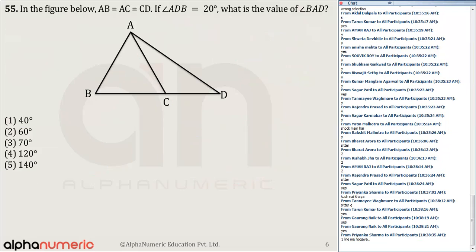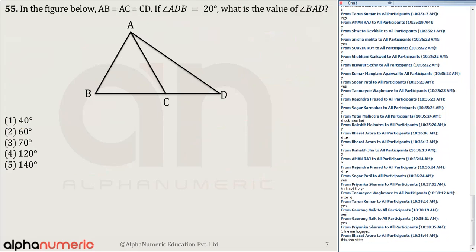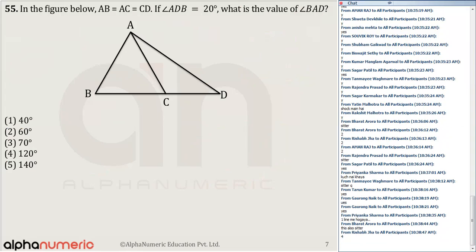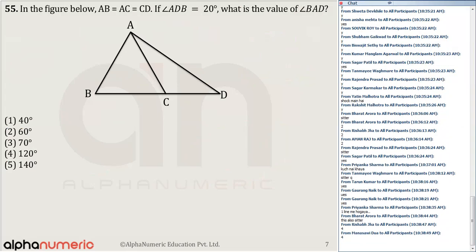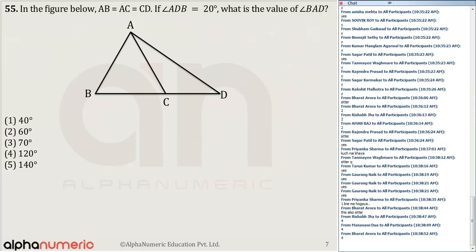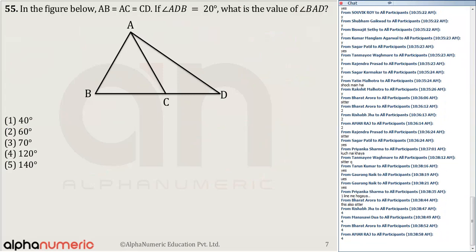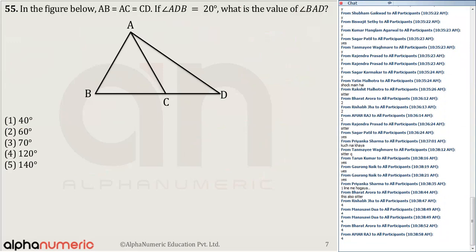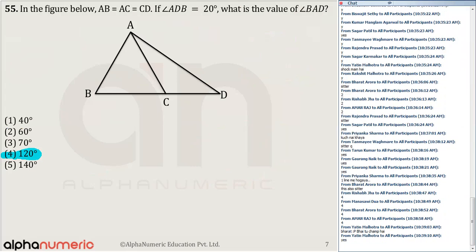Question number 55. Okay, let me see the response of question number 55. 53% of you have marked the answer as 120 degree, and that's the correct answer. The correct answer for this question is definitely option number 4, 120 degree. But again, surprisingly, 47% of you have not attempted this question or got it wrong. Only 53% of you are right.